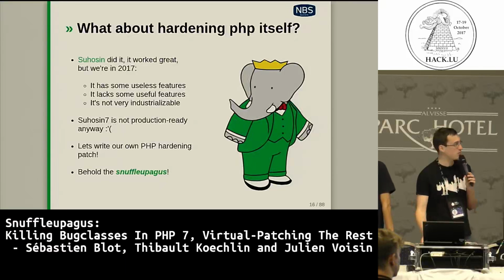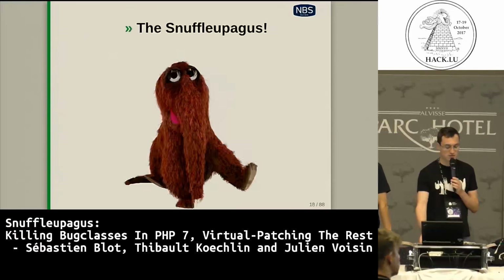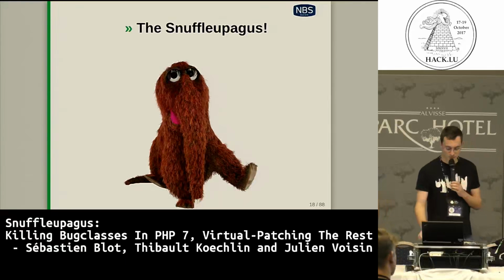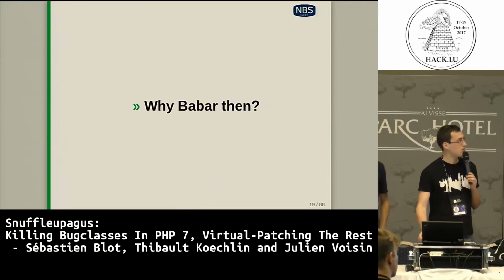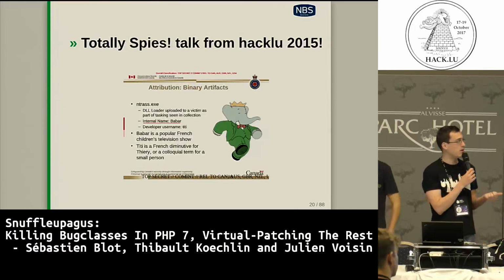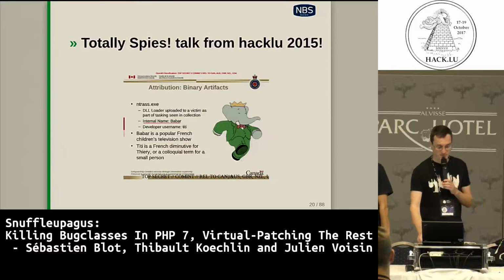It's called Snuffleupagus because it's fun to pronounce. For those who don't know about Snuffleupagus, it's a character from Sesame Street, and you can find it on Wikipedia, and it looks like this. It's an elephant like PHP. But why have we filled the slides with Babar? That's because of the nice talk called Totally Spies from 2 years ago, which was about a malware called Babar. So we thought it might be fun to use Babar everywhere in the slides.